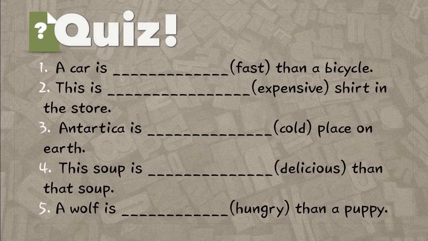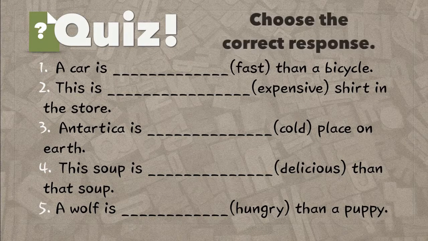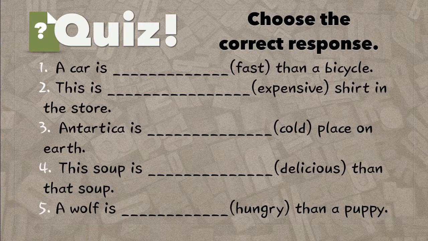It's quiz time. How about choosing the correct response? Take a moment, pause your video, and try to find the correct answer. Are you ready? 1, 2, 3. Okay, number 1, a car is faster than a bicycle. Fast is one syllable, and we're comparing two things.